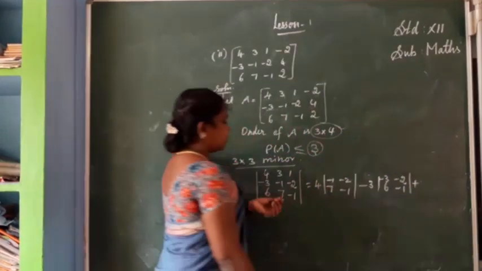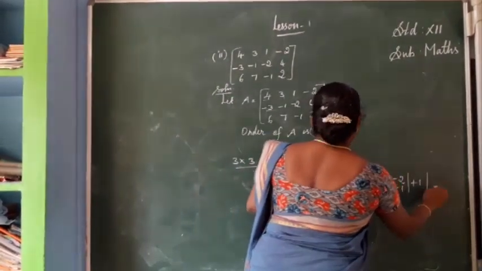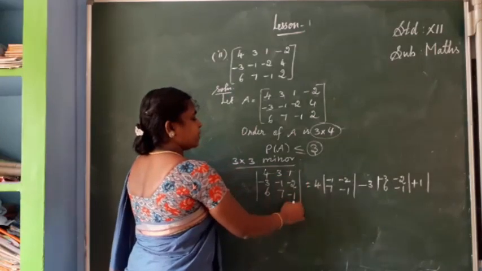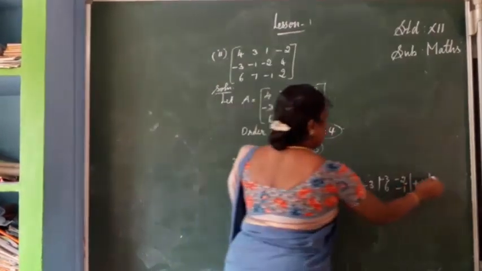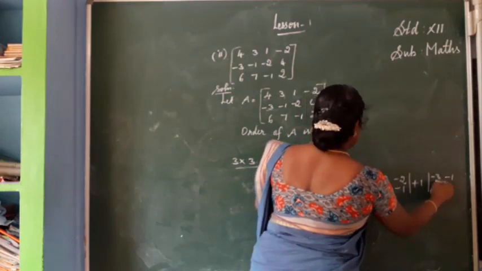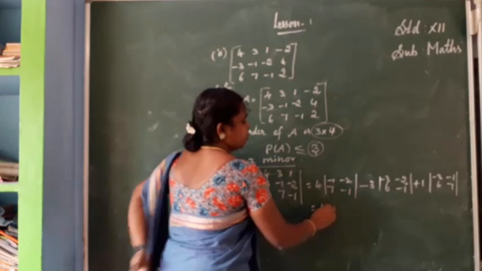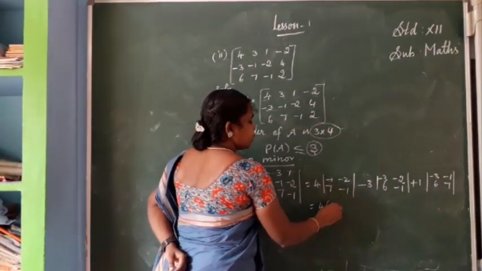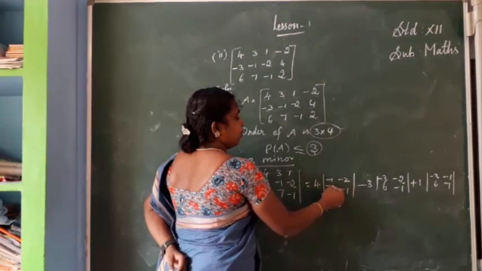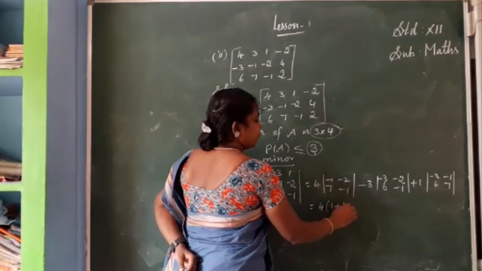Okay, next plus. Third element is 1. So 1 into the determinant. Now you see the first row, last column. You remove those, remaining: minus 3, minus 1, 6, 7. Okay, now 4 into: minus 1 times minus 1 is 1, and 7 times 2 is 14. Already minus 1 is there, so plus 14.